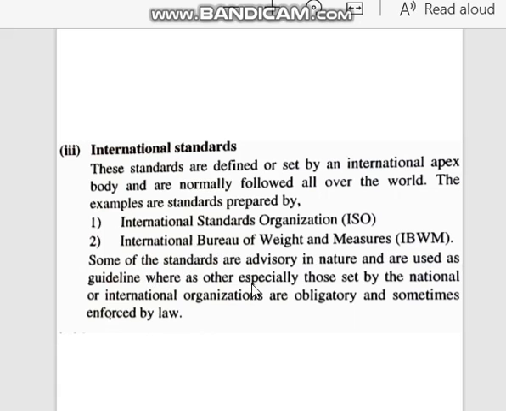Some of the standards are advisory. Advisory means it is not necessary to follow, and they are used as guidelines. Whereas others, especially those set by national and international organizations, are obligatory. Obligatory means compulsory. Some are advisory in nature and some are obligatory in nature. Some are only a suggestion; it doesn't matter whether you follow or not. Some are obligatory, that means you have to follow, and sometimes they are enforced by the law of that country. So these are the international standards. So three types of standards we have seen.